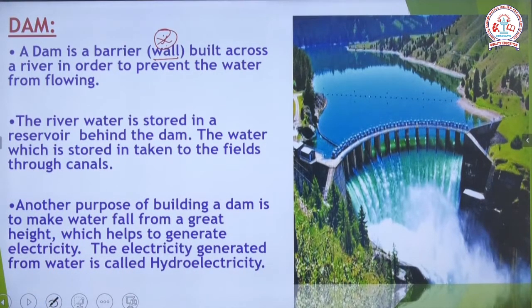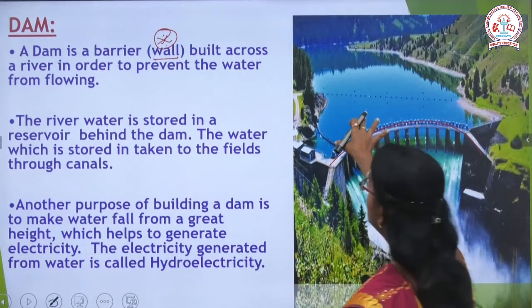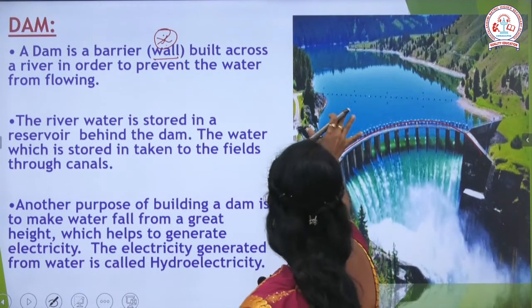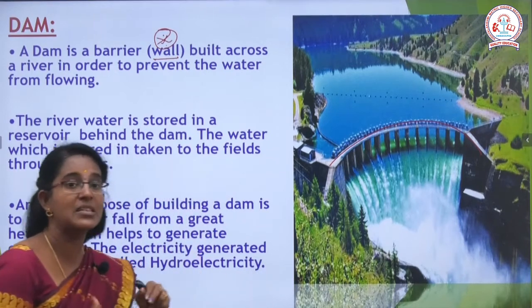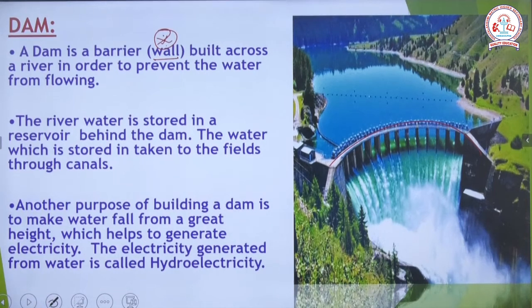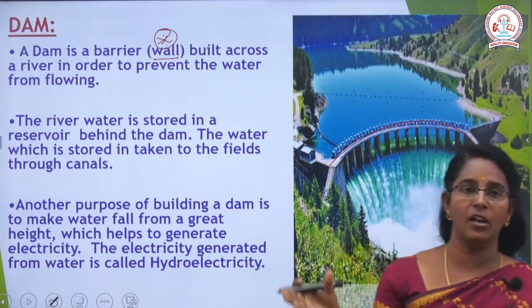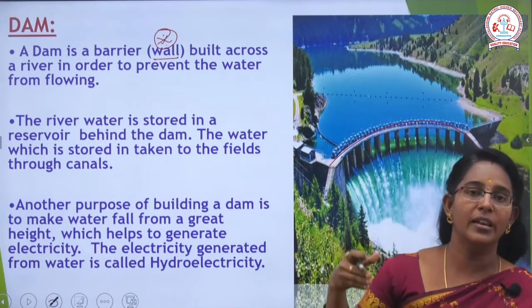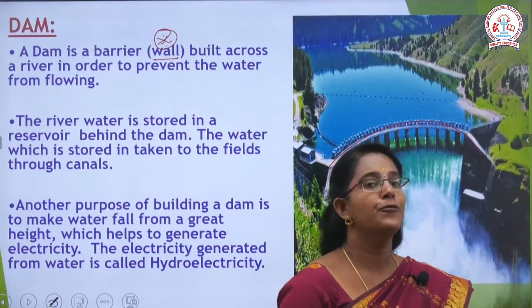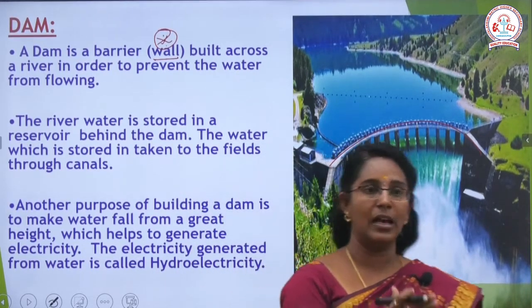Next, the river water is stored in a reservoir behind the dam. So it is a reservoir, behind the dam. The dam க்கு பின்னாடி நிறைய தண்ணியை வந்து சேமிச்சு வச்சிருப்பாங்க, they will save the water. So next, the water which is stored is taken to the fields through canals. So how are they using it for growing crops? With the help of canals. So by the usage of the dam, they will pass the water through canals for irrigation, for example for the agriculture process and other fields.